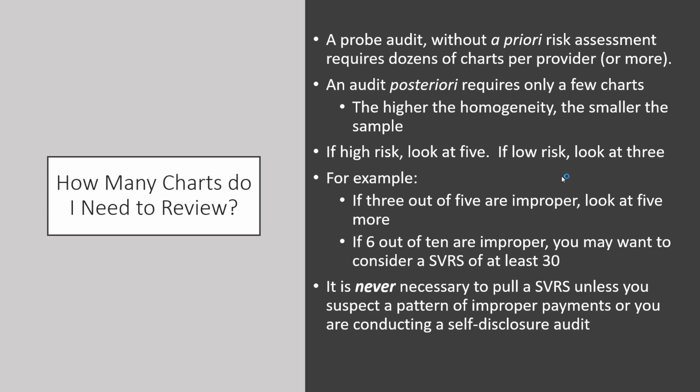So let's say that if 3 out of the 5 are improper, look at 5 more. Now you've done 10. If 6 out of the 10 are improper, then maybe that's when you want to do a statistically valid random sample, pull 30, and expect that you may have to do a payback. But it's my opinion, again, as a statistician, that it is never necessary to pull a statistically valid random sample unless you suspect a pattern of improper payments.